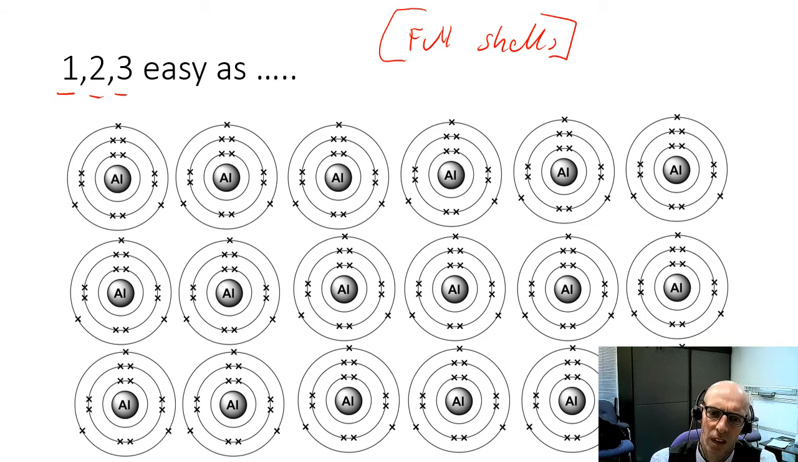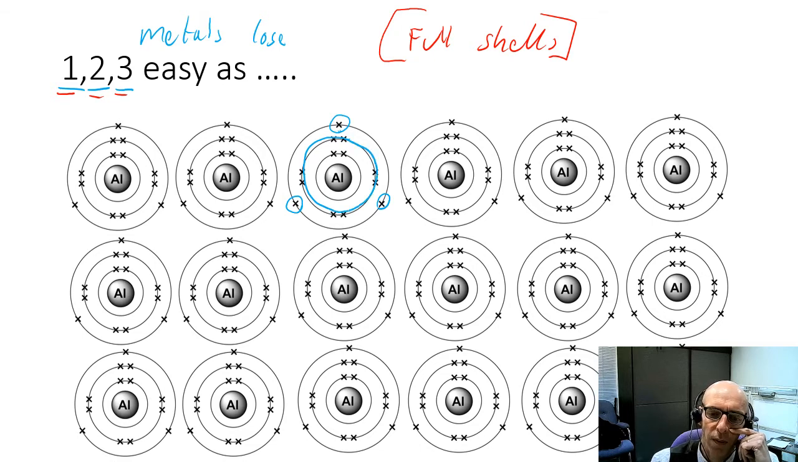What's the problem? Well, it's got 3. This one I'm drawing on, it's got 3 on its outside shell. Metals lose 1, 2 or 3 electrons, and in this case aluminium wants to lose 3 to get a full outer shell, and then it will have that ring there of 8, so it'll be full.